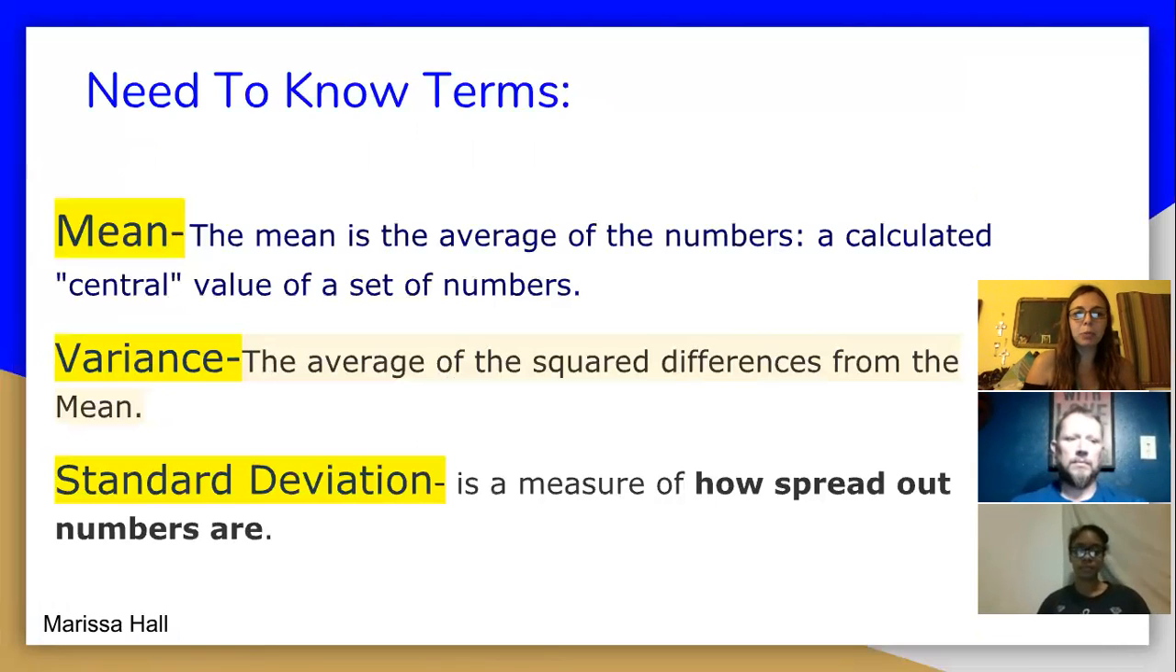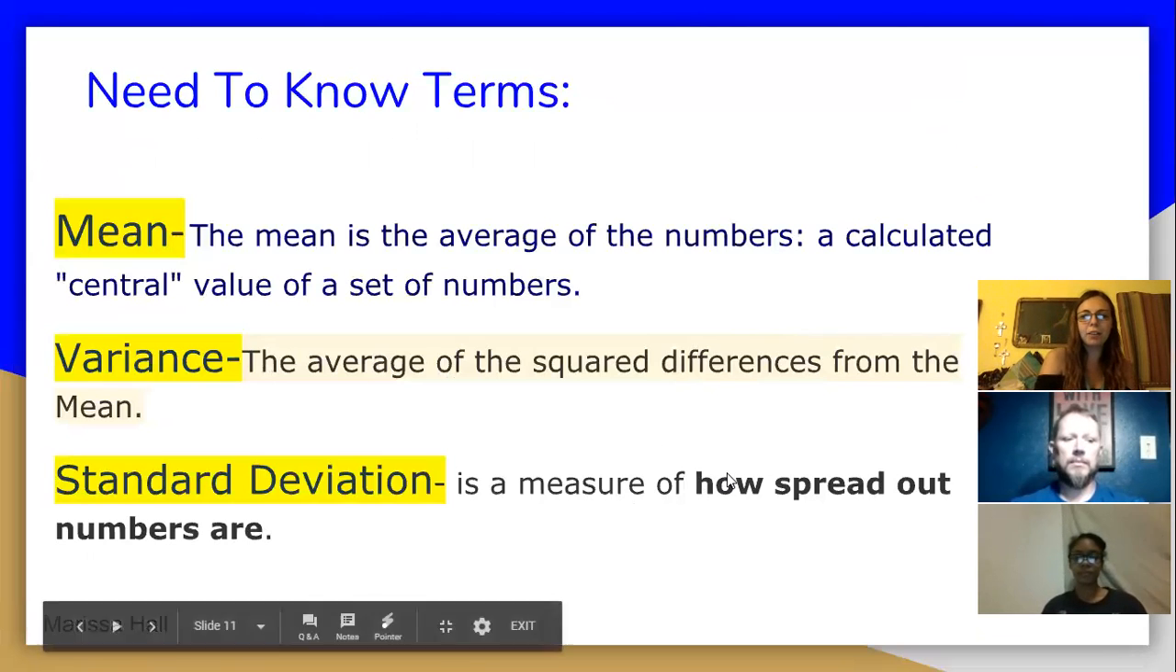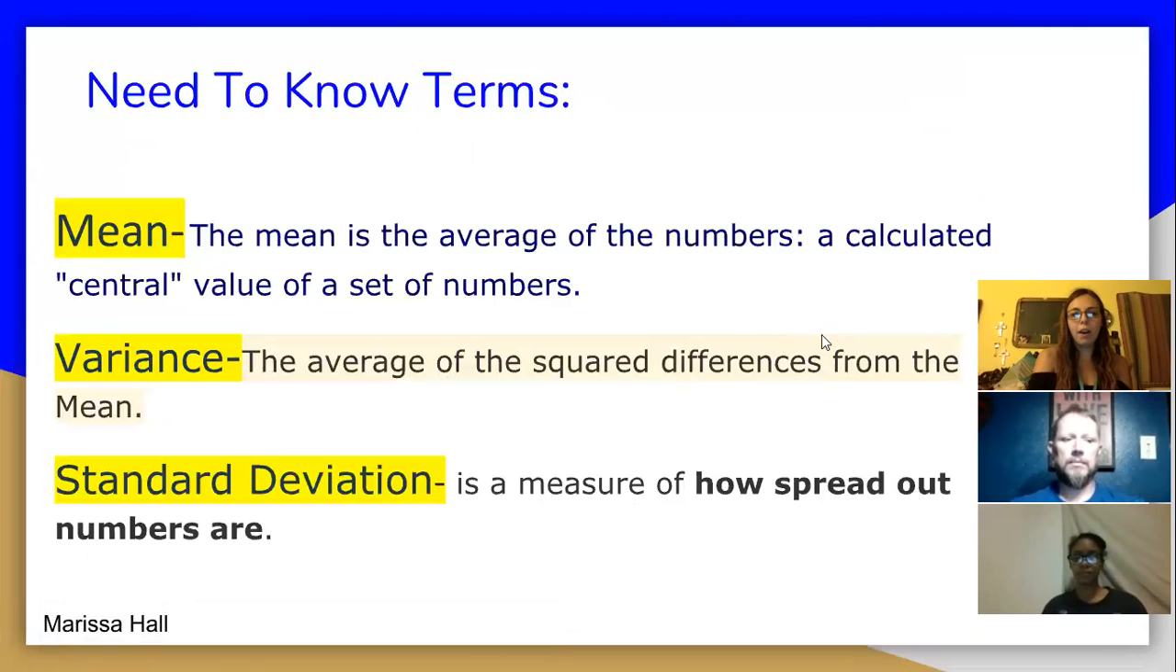The mean, which is the average of the numbers, which was explained earlier. It's calculated as a central value of a set of numbers. The variance, that's the average of the squared differences from the mean. And then the standard deviation, which is a measure of how spread out the numbers are going to be.